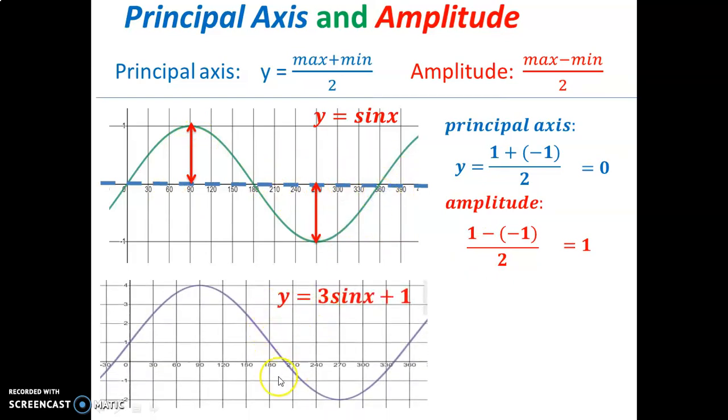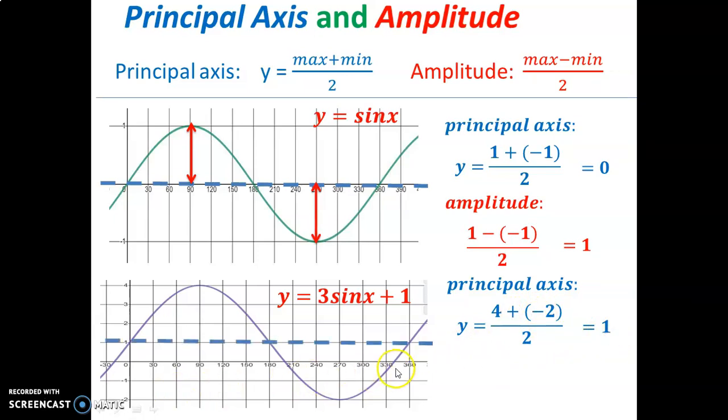Now let's look at a transformed curve. I have this function here, 3 sine x plus 1. So I've graphed another sine graph. It has changed because of these two parameters here. Let's find the principal axis and the amplitude. So use this formula for principal axis and find it for this one. Okay, here we go. Max plus min. Maximum point in this case is 4, minimum point is negative 2, I can see. So we add those and divide by 2. 4 plus negative 2 is 2, divided by 2 is 1. So the principal axis should be at y equals 1.